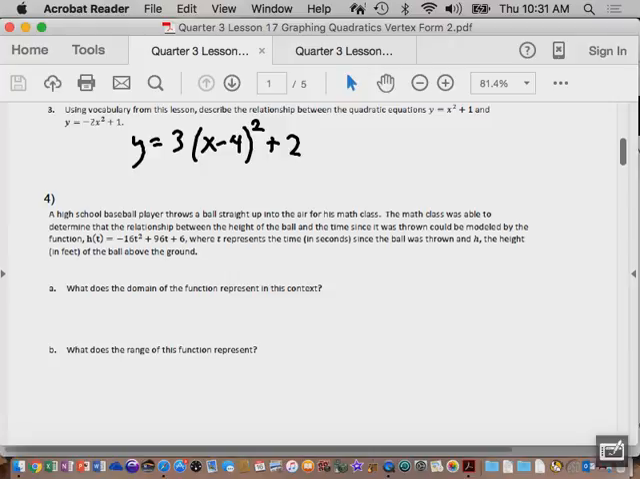Wait, so it doesn't have a vertex? Doesn't have a vertex? Oh, they just, okay.